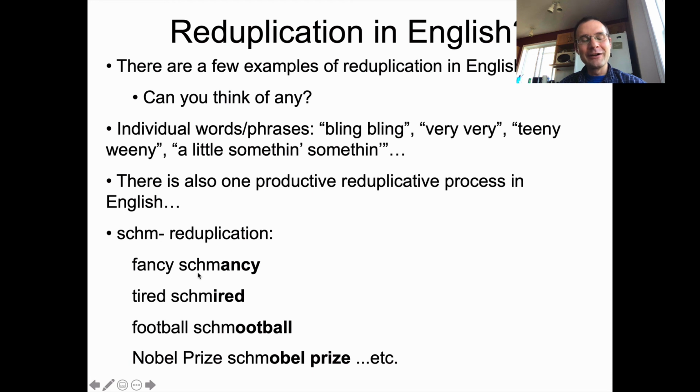What we're doing here, and you have to think about this in terms of how it works with the sound, is in fancy schmancy, we're getting rid of the first sound in the word, the F, and replacing it with schm, which is why this is called schm reduplication. That's the case in every single one of these. In every example, we just get rid of the first letter or sound, like T in tired, the F in football, the N in Nobel Prize. Put schm there, and you're ready to go.